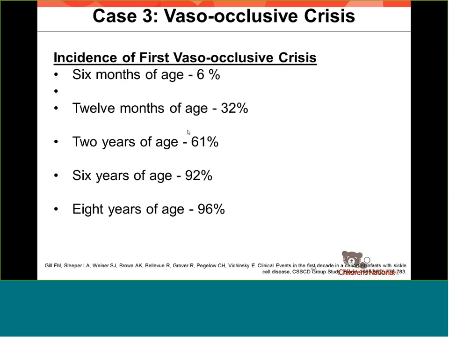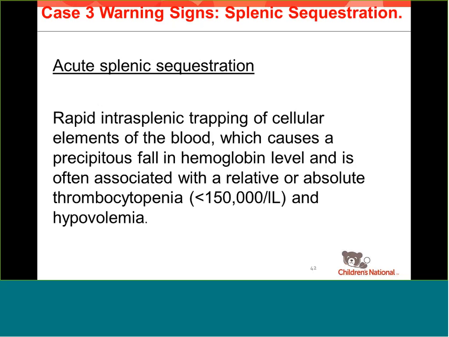So just to show you, this is the evolution. As you get older, pain crisis develops. And even if you don't get it by 8 years of age, over time, they generally do develop it.